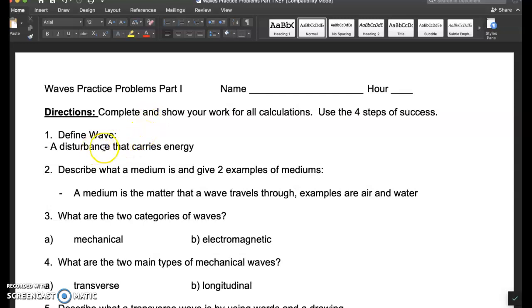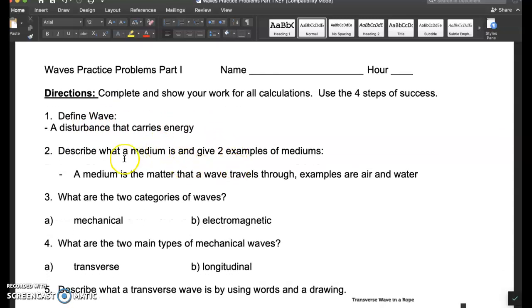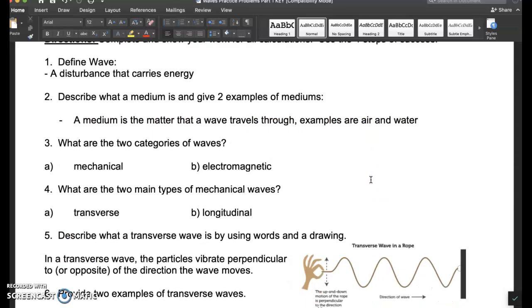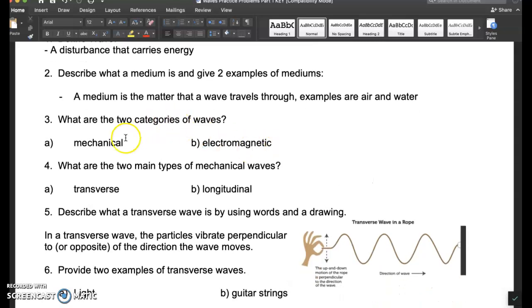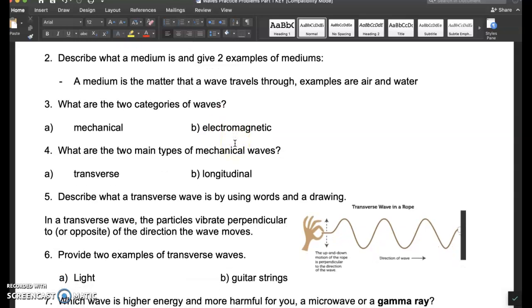So, as we learned in our first entry, a wave is just a disturbance that carries energy, and a medium is the matter that a wave travels through. An example would be air or water, whatever it's traveling through. Two categories of waves: we got mechanical, they require a medium; electromagnetic, do not.